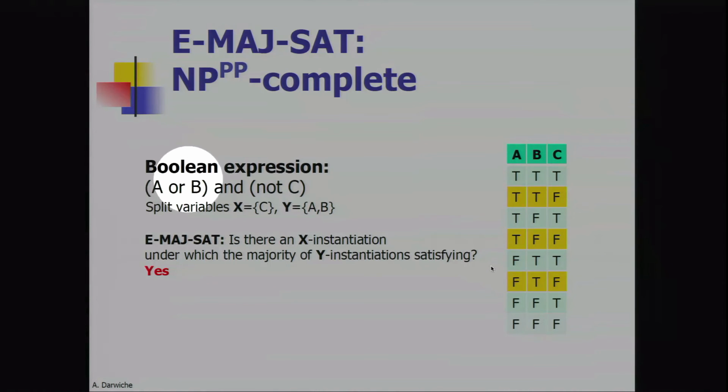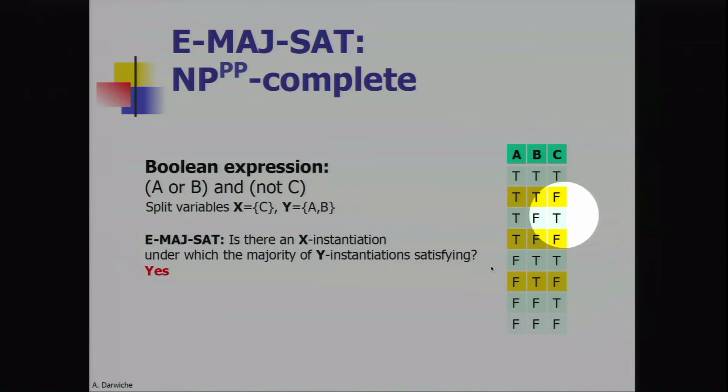And now you're going to see why. Here's what we have. We have a Boolean formula, A, B, and not C. When you do this one and the one after it, you have to split your variables into a set X and a set Y. Here the split has the first set having the variable C and the second set having the variables A, B. And here's E-MAJ-SAT. Is there an instantiation of the X variables under which the majority of Y instantiations is satisfying? So is there an instantiation of C under which the majority of instantiations for AB are satisfying?